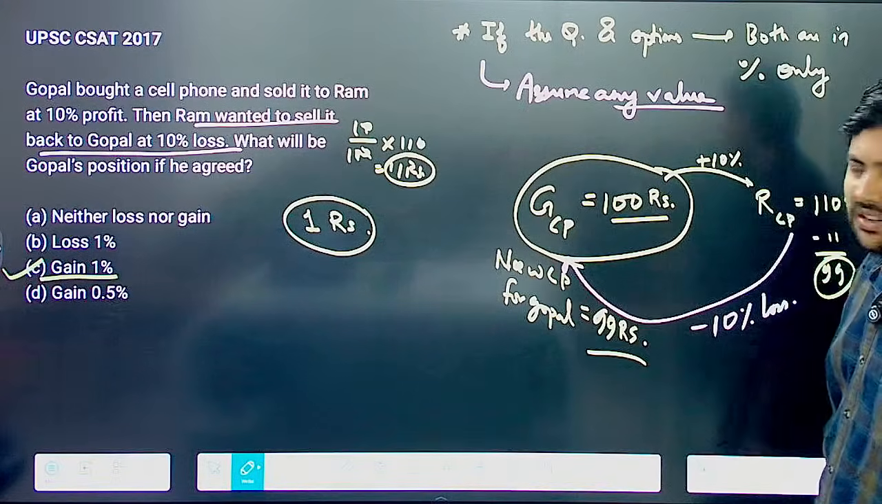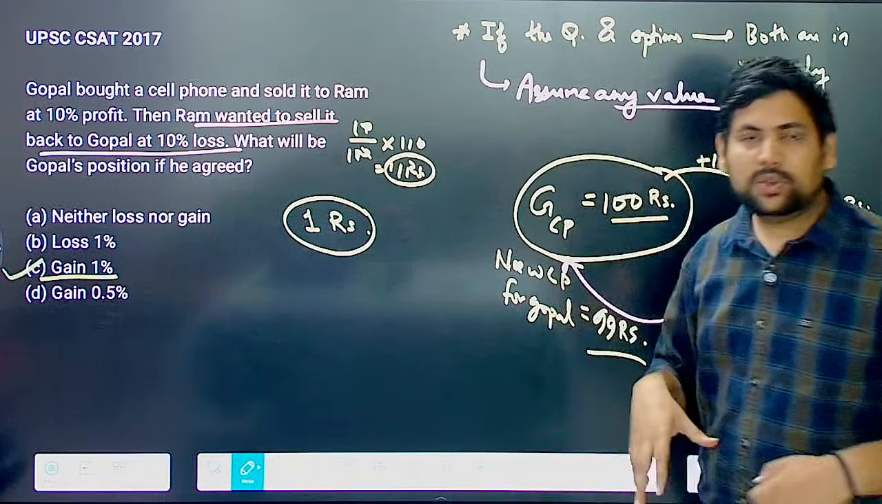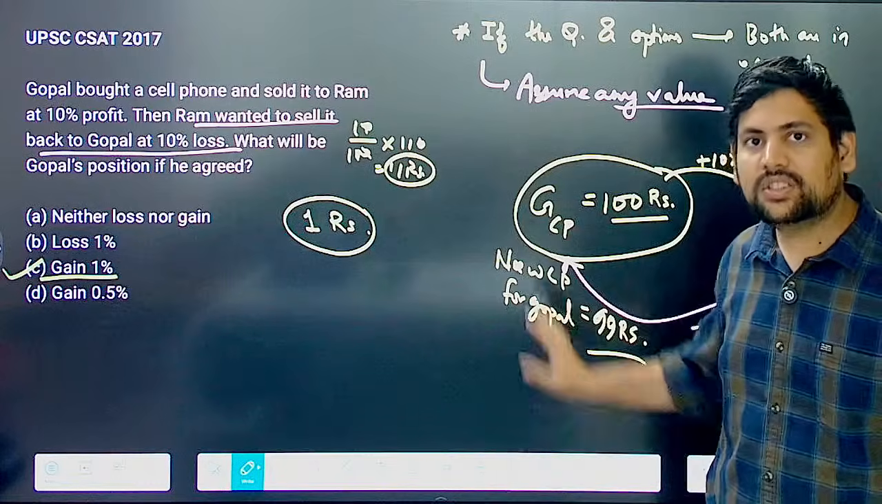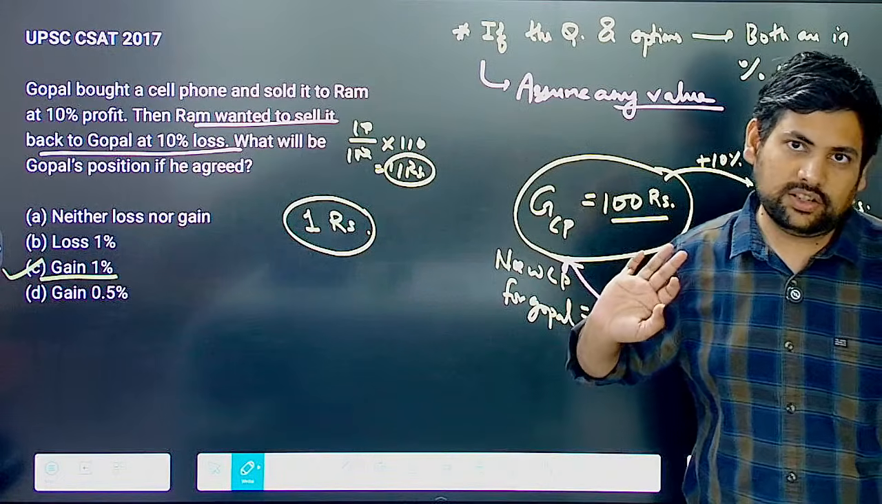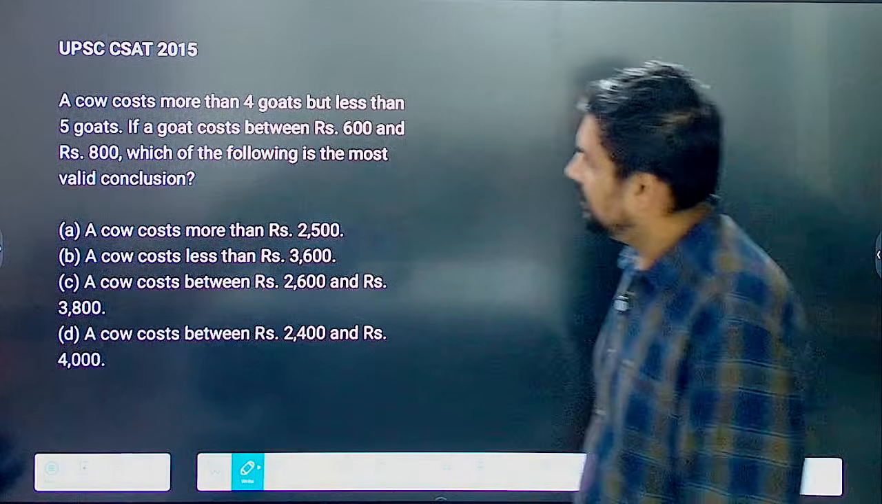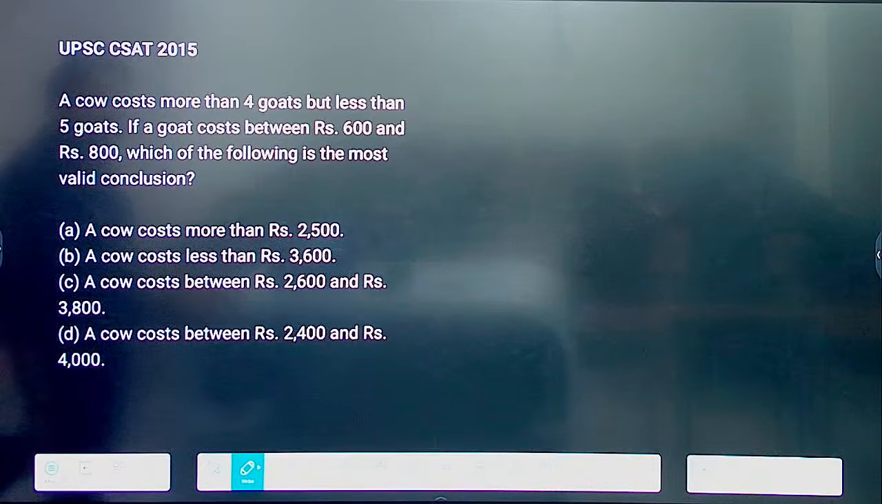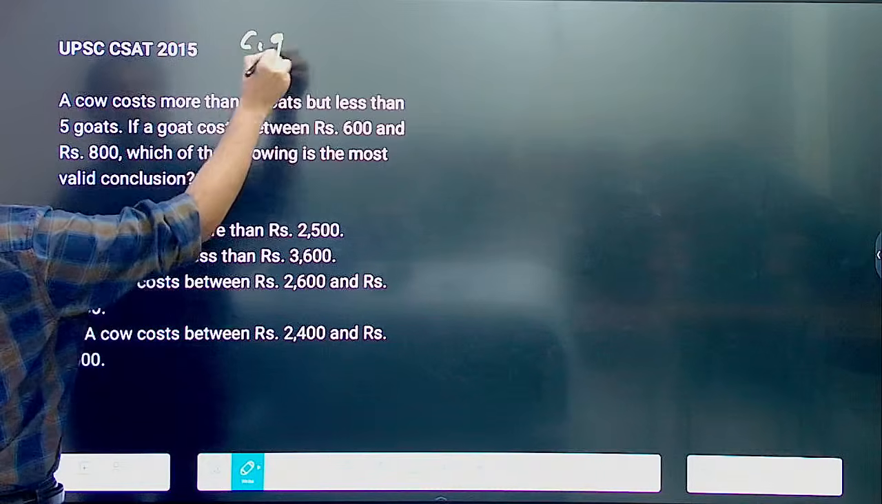Okay, so there is a very clear profit of 1%. Why? Because something that used to cost him 100 rupees is now costing only 99 rupees. That's the only thing you have to see. Then next, this is easy. Try it. A cow costs more than 4 goats. Just assume the cost of cow is C, the cost of goat is G, and solve it.